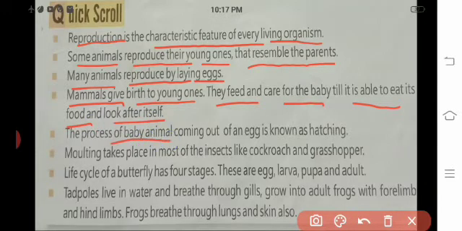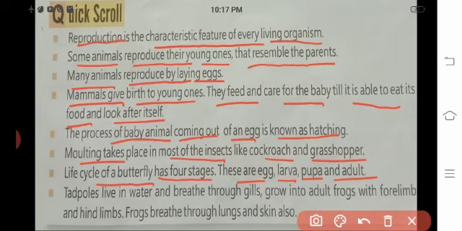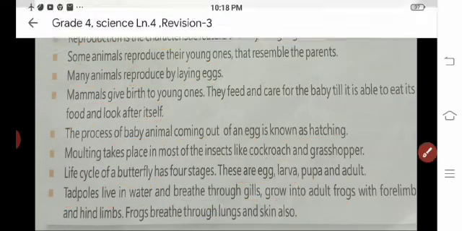The process of a baby animal coming out of an egg is known as hatching. Molting takes place in most insects like cockroach and grasshopper. The life cycle of a butterfly has how many stages? Four stages. These are egg, larva, pupa and adult. Tadpoles live in water and breathe through gills. They grow into adult frogs with forelimbs and hind limbs. Frogs breathe through lungs and skin also.